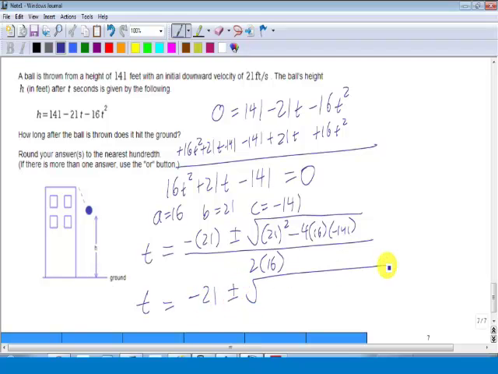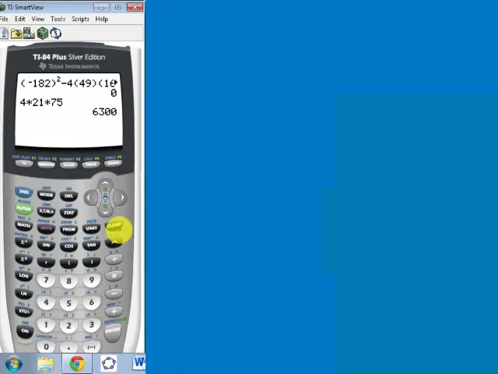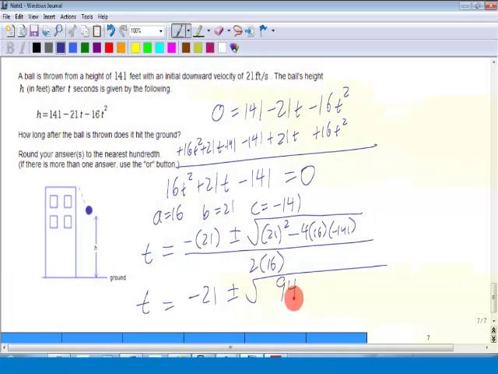Negative 21 plus or minus the square root of 21 squared minus 4 times 16 times negative 141. I suppose I might have used parentheses around the 16, but the 1 does matter. Enter. So you get 9,465 for the discriminant. It is positive, so this quadratic equation does have 2 real solutions. We're hoping for a positive one.